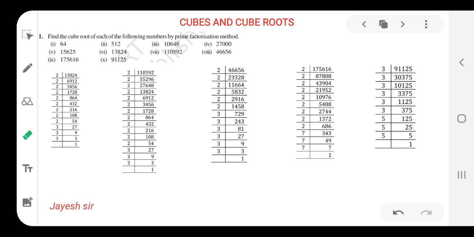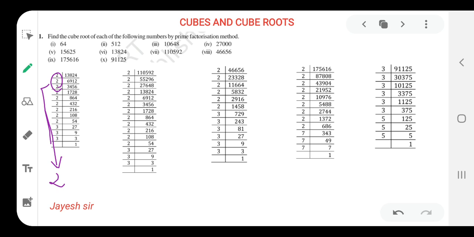Now I am solving the sixth sum for the day, that is 13824. Cube root of 13824. We will start making groups of 3. So here I have made a group of 3. What is there? 2 is there. What I am going to write is 2 here.